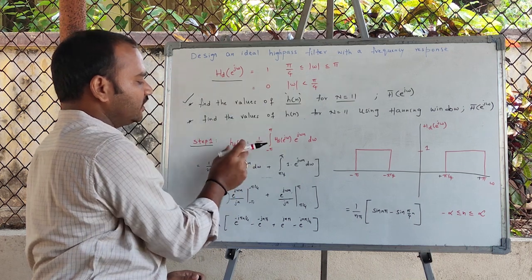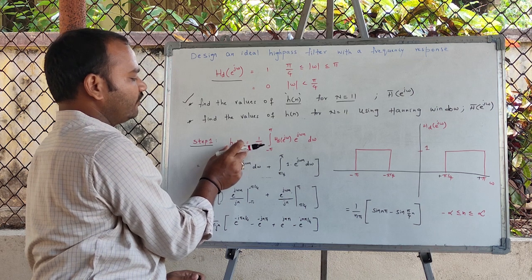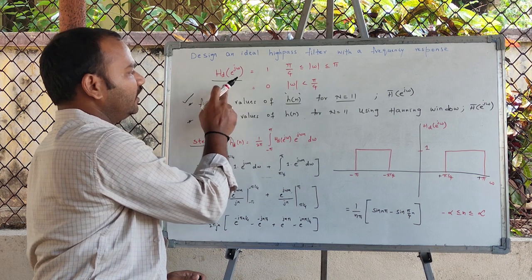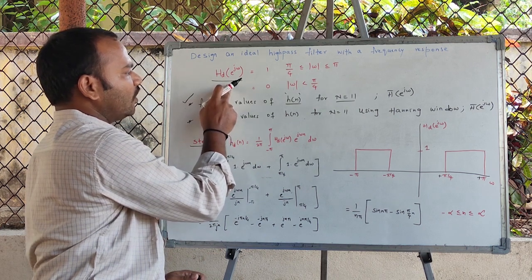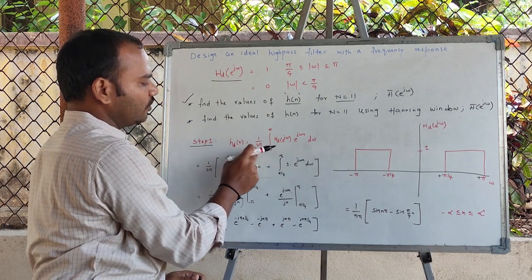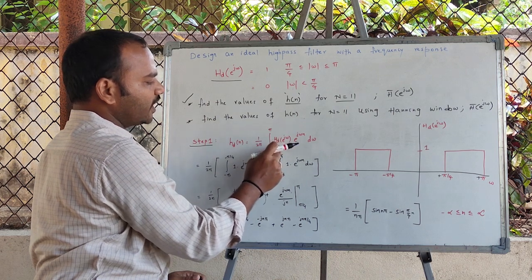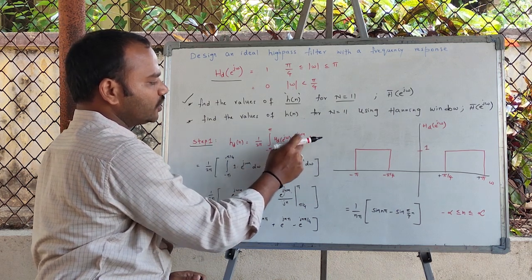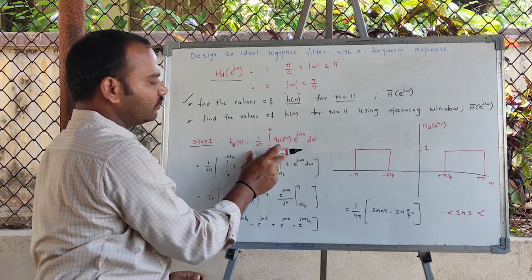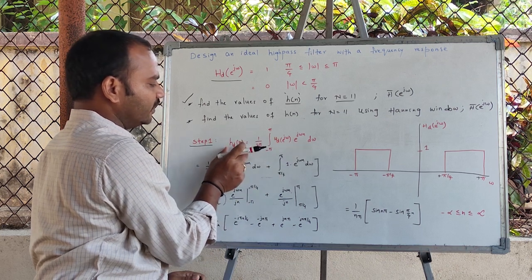is to find the Hd of n, that is the time domain representation of the FIR filter. Now Hd of n is equal to inverse discrete time Fourier transform of the desired frequency response. That is Hd of n is equal to 1 by 2 pi integral minus pi to plus pi Hd of e power j omega, e power j omega n d omega. Now we need to simplify this particular inverse discrete time Fourier transform to find the Hd of n.